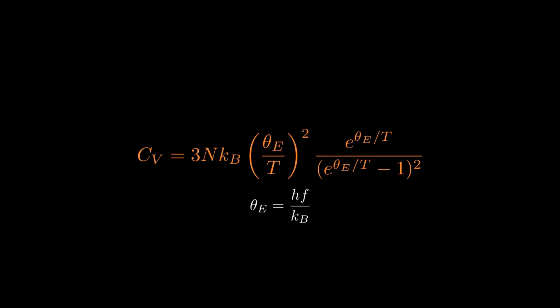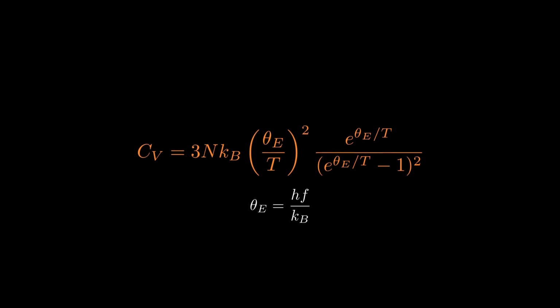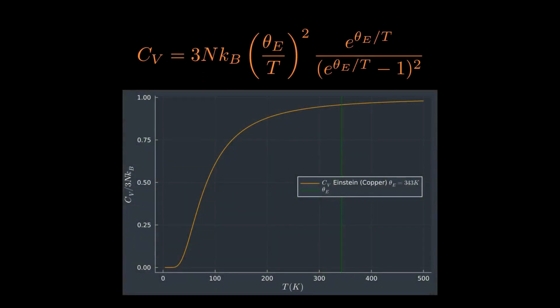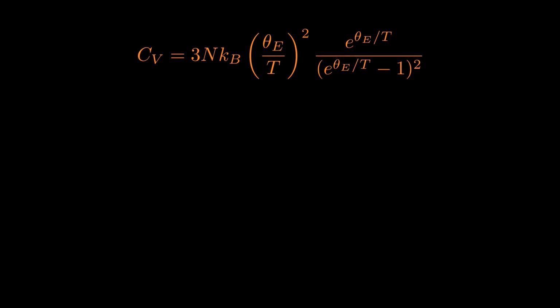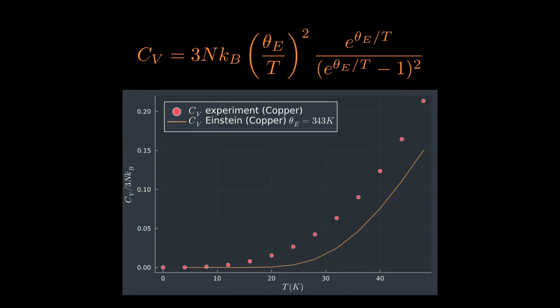Let's plot C sub V against the temperature for copper. Einstein's formula predicts that C goes to 0 as T goes to 0. It also has a fair agreement with the experiment for T much higher than Einstein's theta. However, between 0 and theta, meaning at low temperatures, the agreement is poor. Usually, the heat capacity approaches 0 as T cubed, actually.